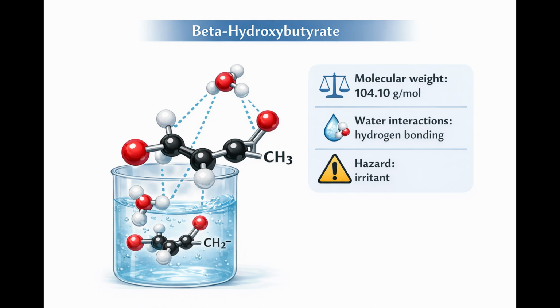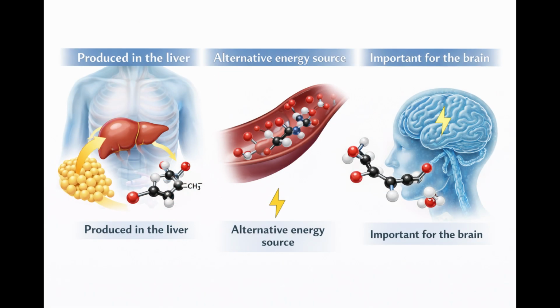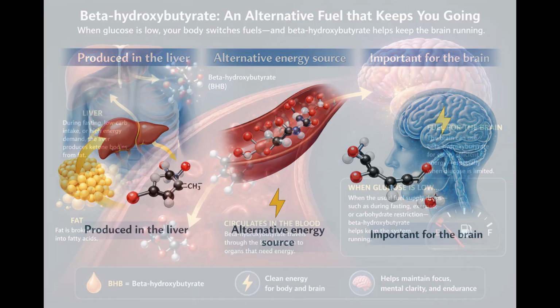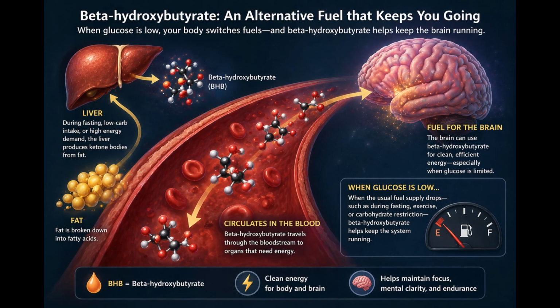This is where beta-hydroxybutyrate becomes a hero. It is one of the main ketone bodies produced by the liver when glucose is limited, such as during fasting, carbohydrate restriction, or prolonged energy demand. At those times, the body breaks down fat, and the liver converts part of that fuel into ketone bodies. Beta-hydroxybutyrate then circulates in the blood and can help provide energy, especially to the brain. In simple terms, when the usual fuel supply drops, this molecule helps keep the system running.